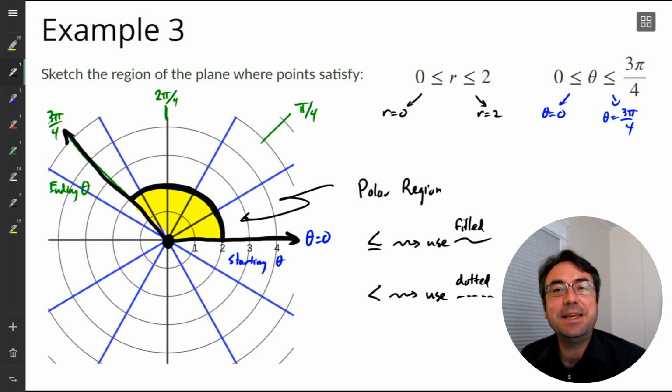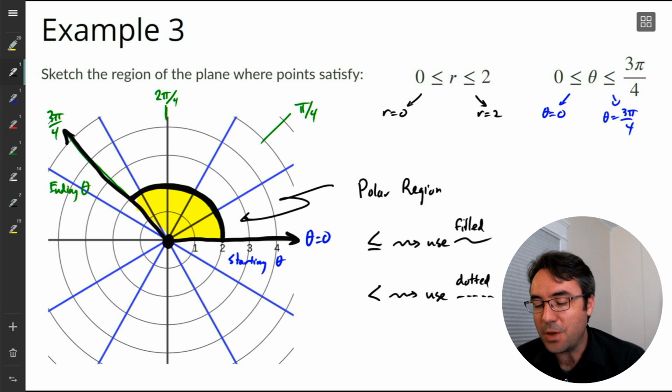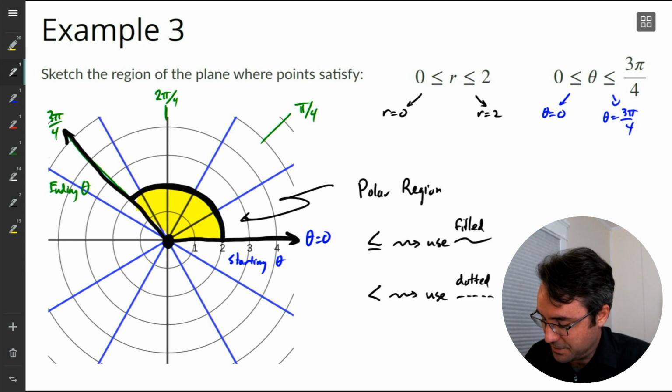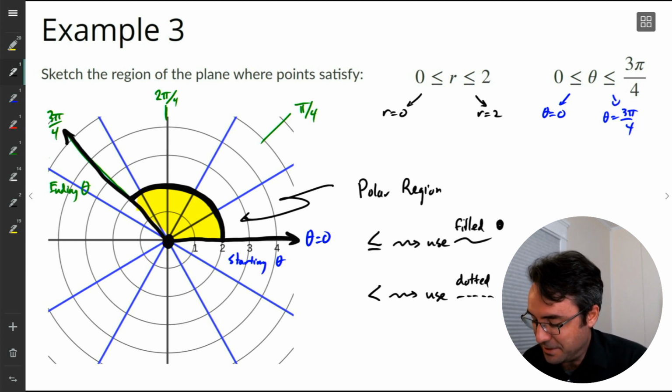So that's the same idea as for intervals. When we draw points on a curve, we use a filled in circle to indicate that we want to include that point, and we use an open circle to mean that we want to exclude that from our curve. So think of that as the difference between a filled in dot when we're drawing a curve versus an open circle.